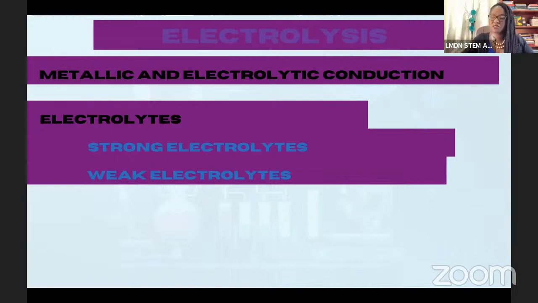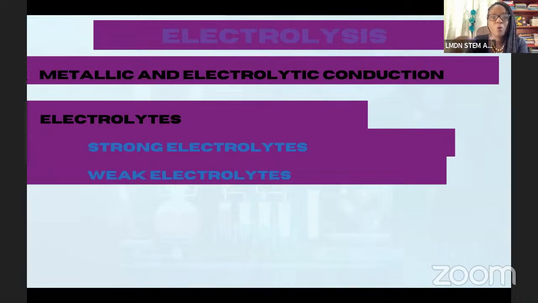The weak ones are only partially ionized, so only some of them. So that would be a low concentration of ions, right? Strong electrolyte, fully ionized, high concentration of ions, and that's what we want. That's what we would prefer, right? We have no control over whether an electrolyte is weak or strong. It is what it is, right?